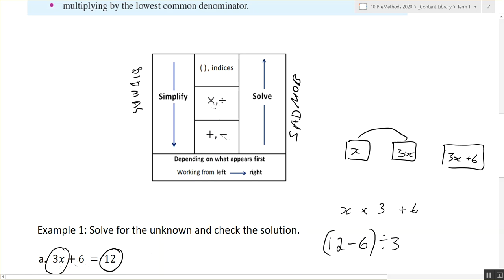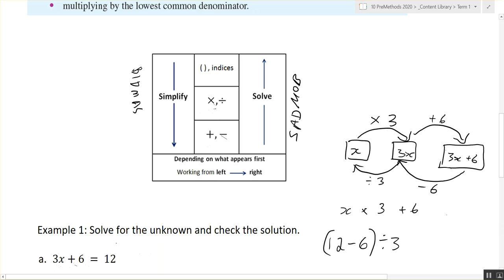So to get from x to 3x, we multiply by 3. To get to 3x plus 6, you add 6. So to figure out what x is, we go back the other way. Take 6 and then divide by 3. So if I was doing it, this is just how I would set it out. So are you watching?